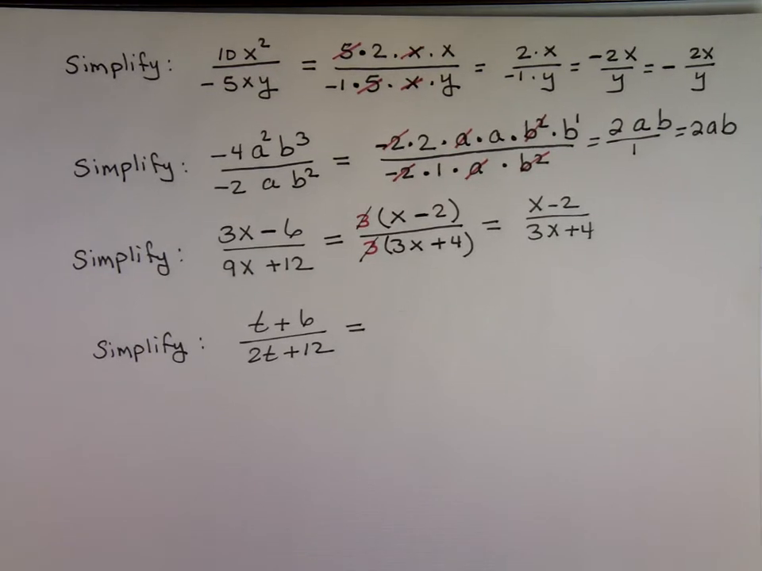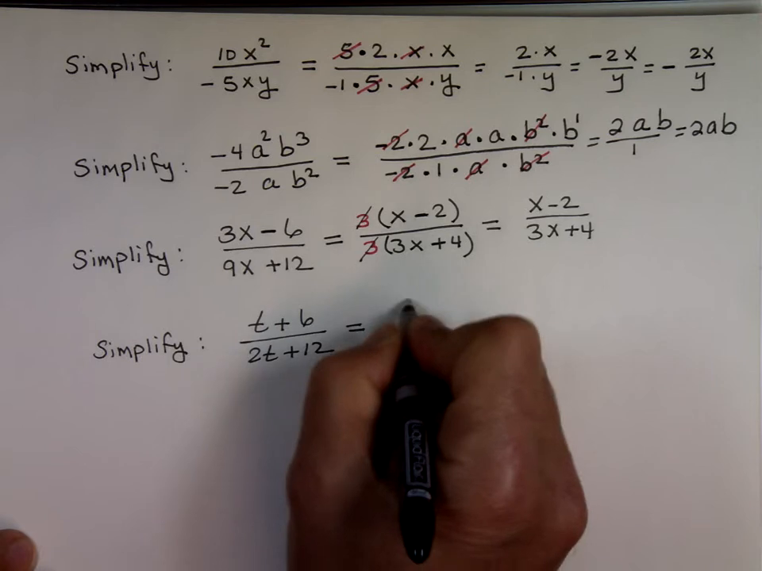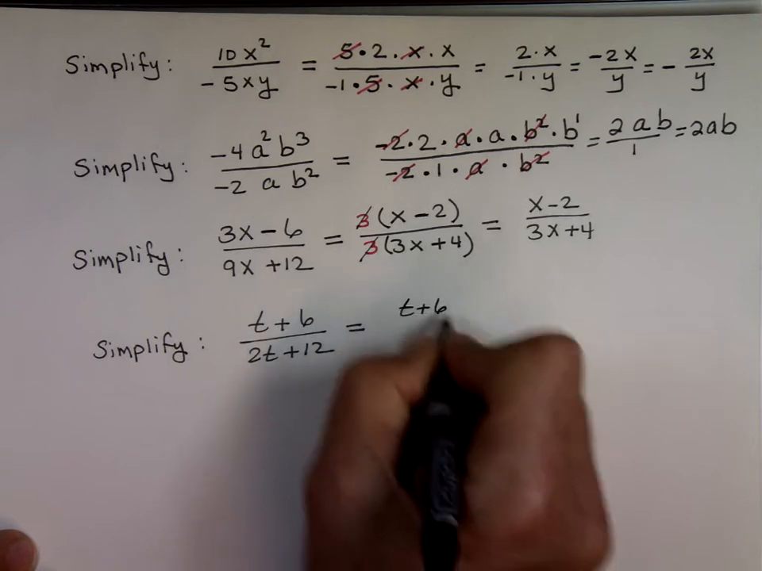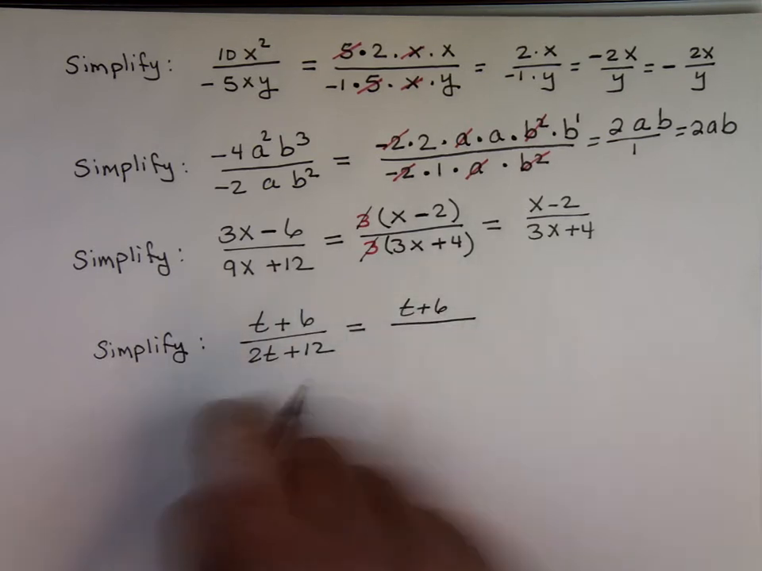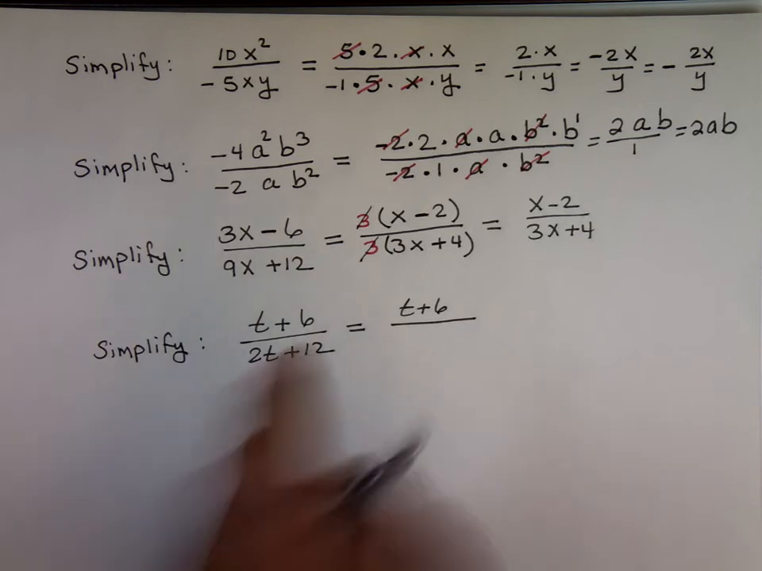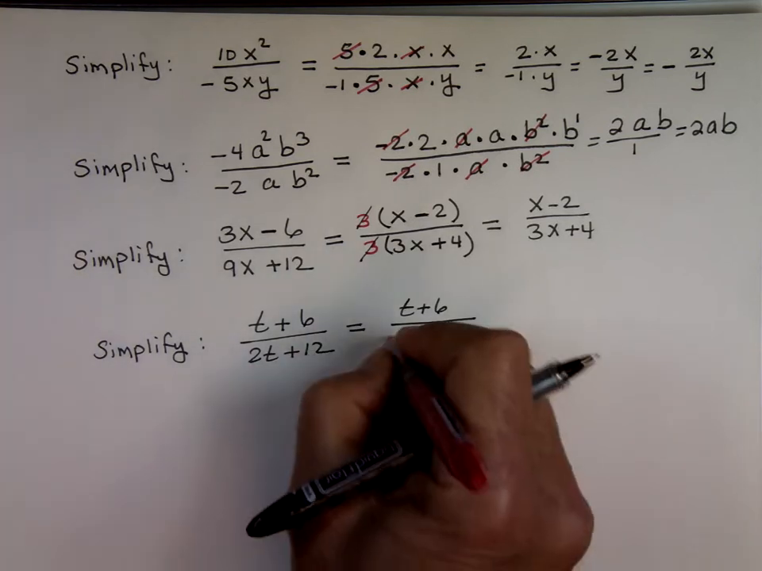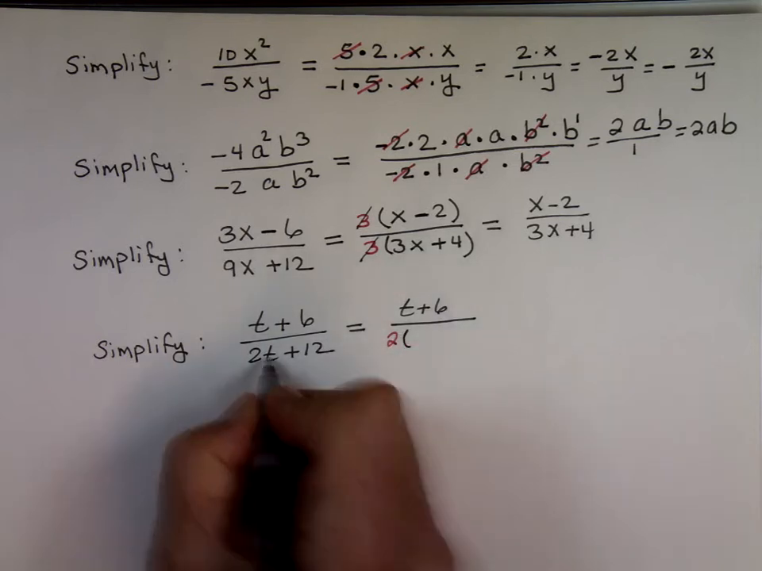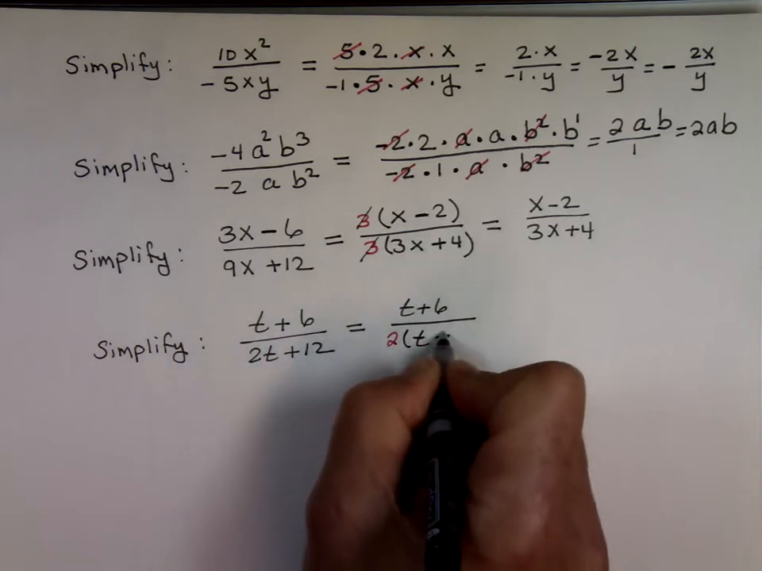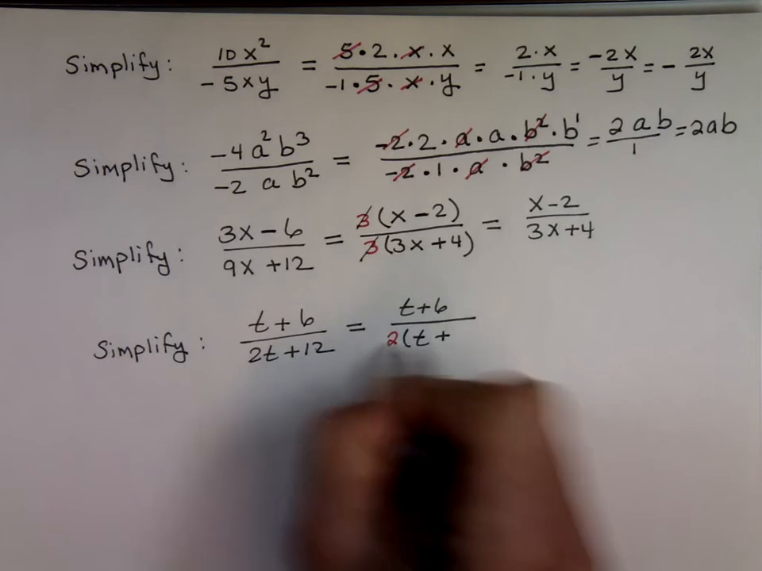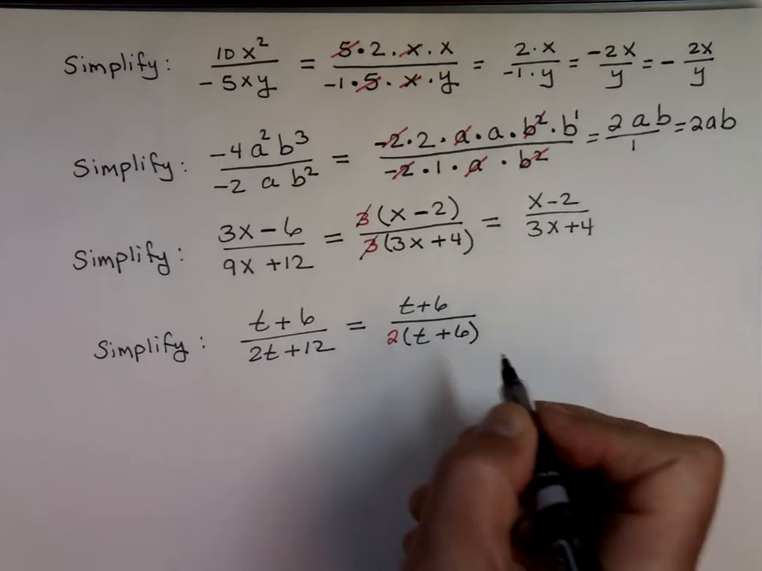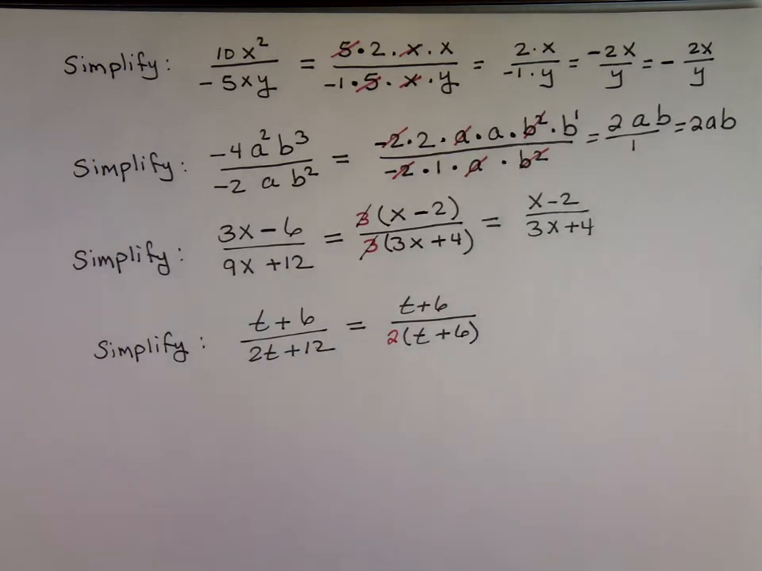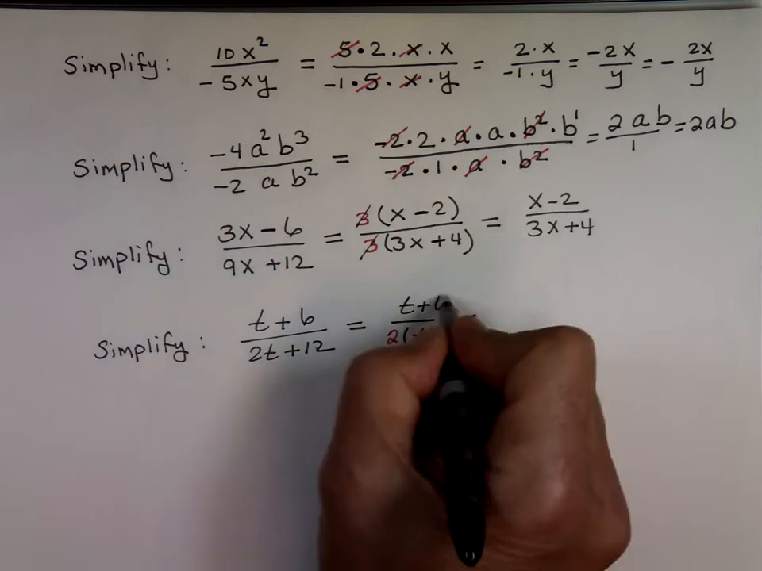I can't really do anything about the top. It stays t plus 6. Can't simplify anything. But the bottom, if you look at it, there's a 2 that's common to both of them. If you factor a 2, what's left here? There's a t plus, what's 12 divided by 2? That's a 6. And if you look closely at it, this one is really t plus 6 times what?